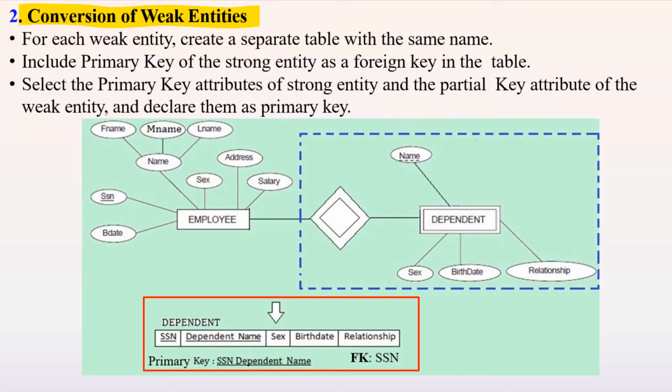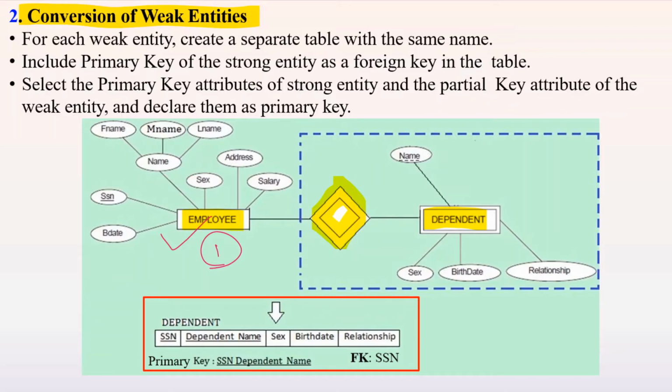So here we have dependent as a weak entity and employee as a strong entity. This weak entity relationship has two entities involved: employee, which is the strong entity, and dependent, which is the weak entity. For converting a weak entity set, we will definitely have one table corresponding to this employee. And for the dependent table, how do we convert the dependent entity to an equivalent table?